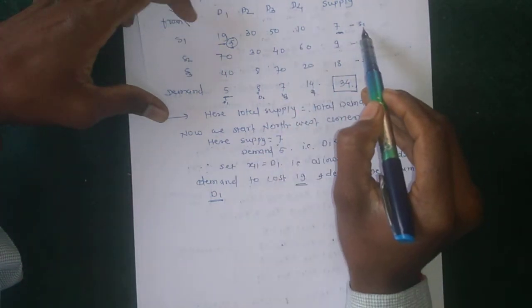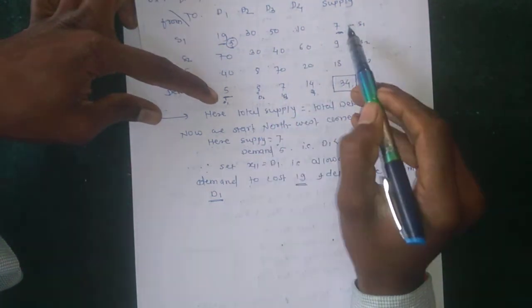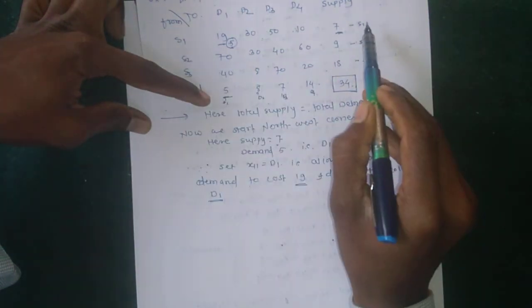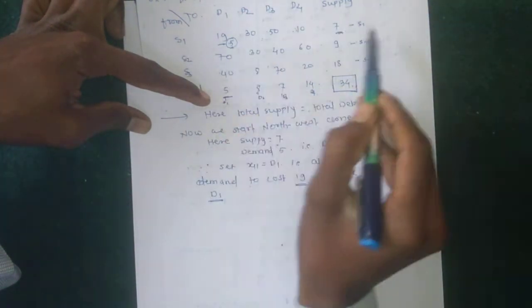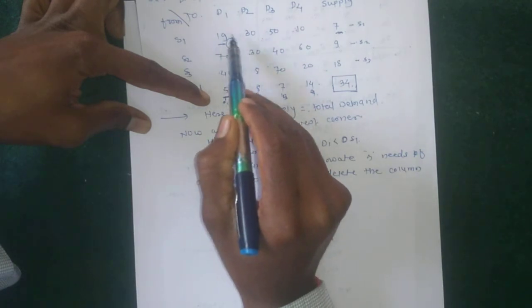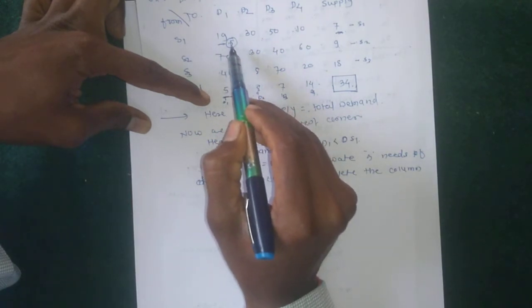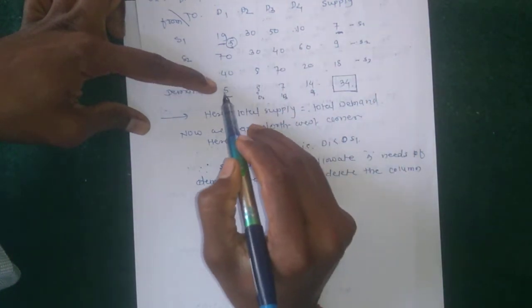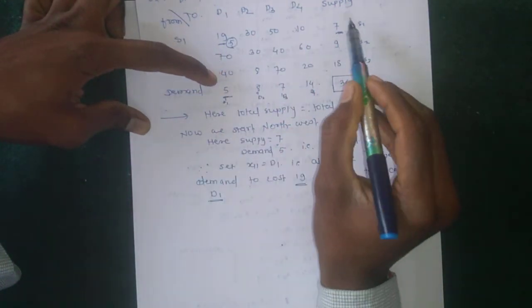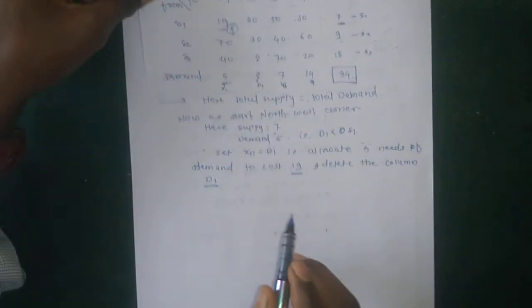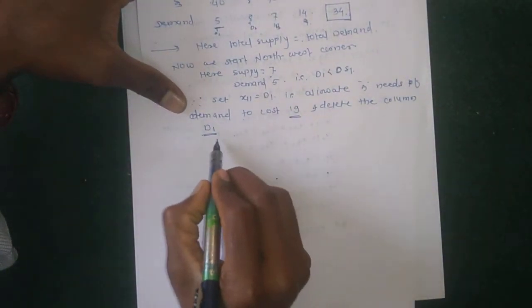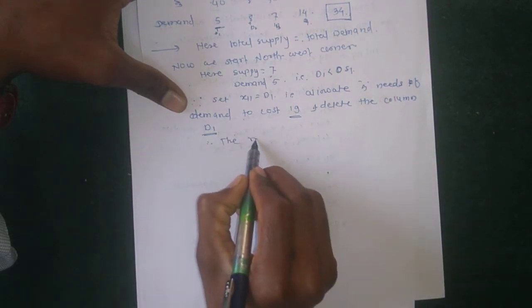If S1 is less than D1, suppose here S1 is less than D1, then delete S1 and allocate the first corner value as S1, that is, set X11 equal to 7. Here, if supply is less than demand, we delete the row. Here we are deleting the column, so the reduced table follows.